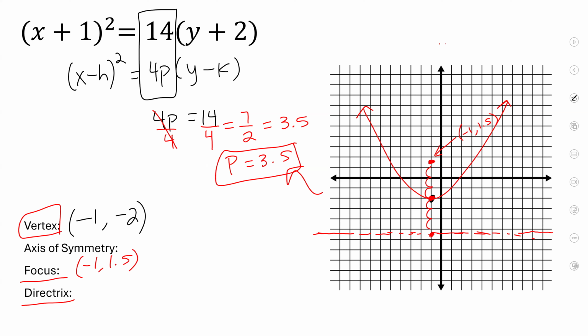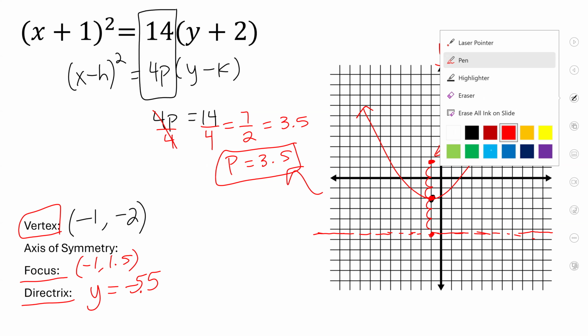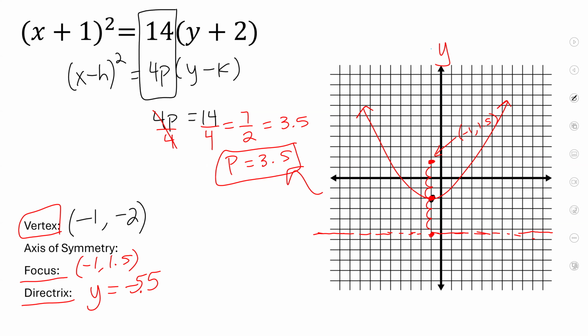That crosses the y-axis at negative 5.5. Last thing we need to talk about is the axis of symmetry. So if I split this graph down the middle and go through the focus and the vertex, that crosses the x-axis at -1. So that will be x equals -1.